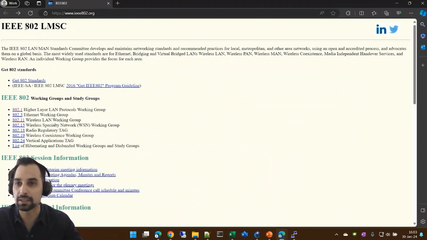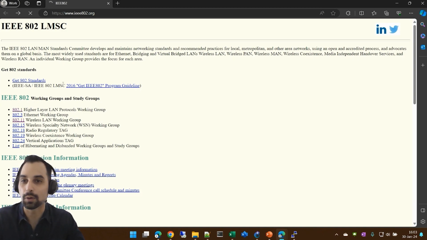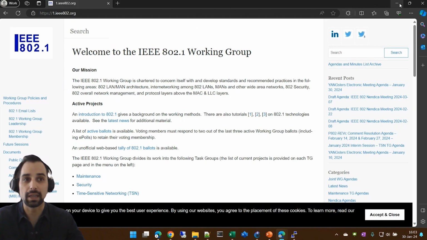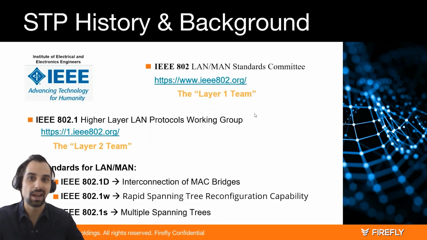If you see, particularly the 802 committee is the LAN/MAN Standards Committee, and they have different working groups or study groups. I'm sure you have heard about the 802.11, which is for the wireless. And in our particular case, this is 802.1, where we have all the LAN and MAN standards, and in our case, the spanning tree protocol as well. I would say that the 802 committee is like the layer 1 team, and the 802.1 is the layer 2 team. We can think of them like that.